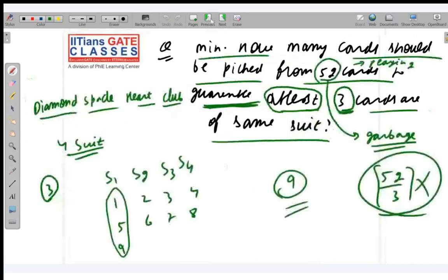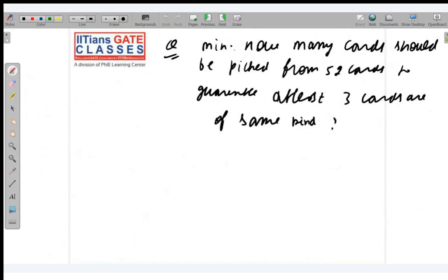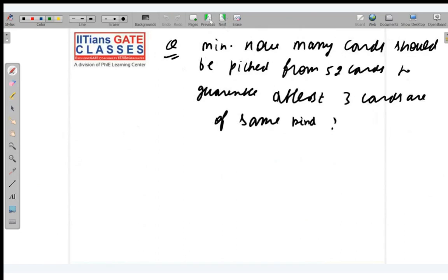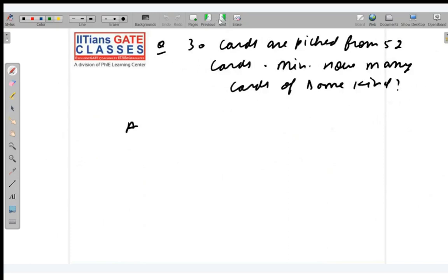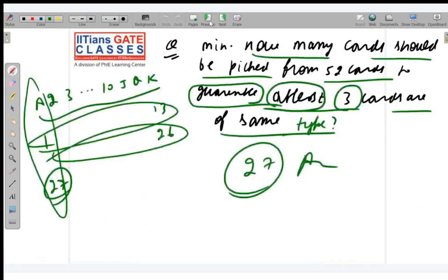Same kind we have done. I think this was copy pasted. Same kind again, copy paste. Minimum how many cards should be picked from the deck to guarantee at least 3 cards of the same kind? Okay, done. I think same now. Let me verify if something is missing here.